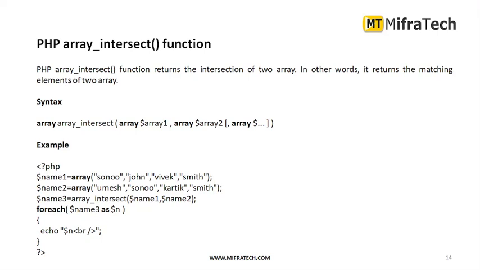It will go on. Example, name1 is equal to array. We have given some names, and name2 array. Name3 is array_intersect of name1 and name2. It will intersect the arrays. It will display Sonu, John, Vivek, Smith. Then it will display Umesh and Karthik.